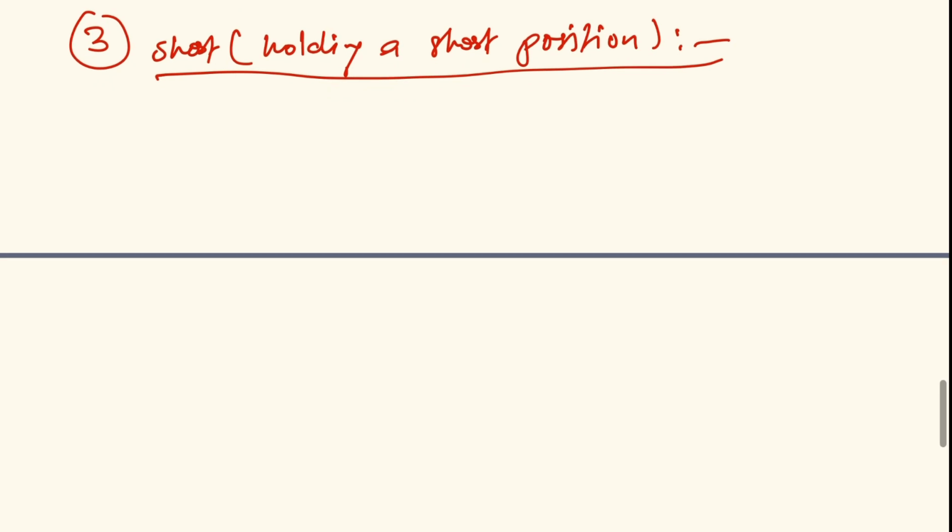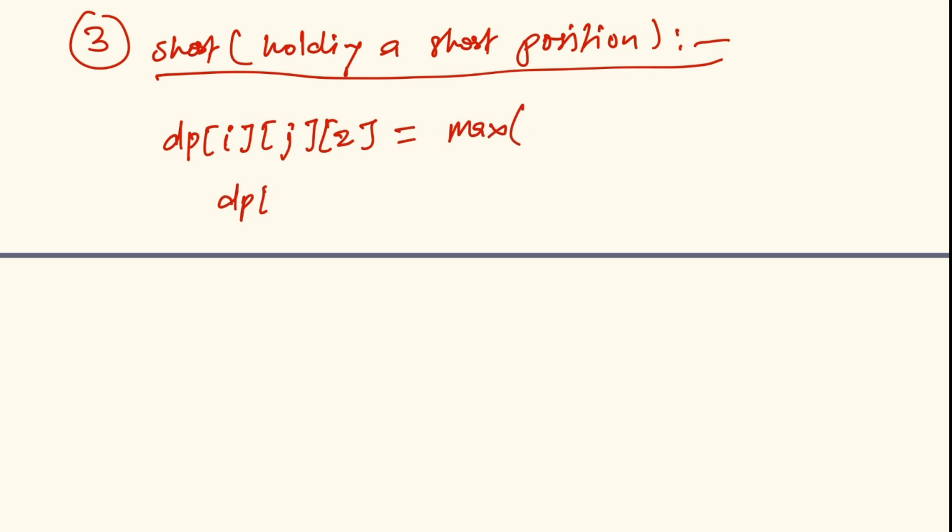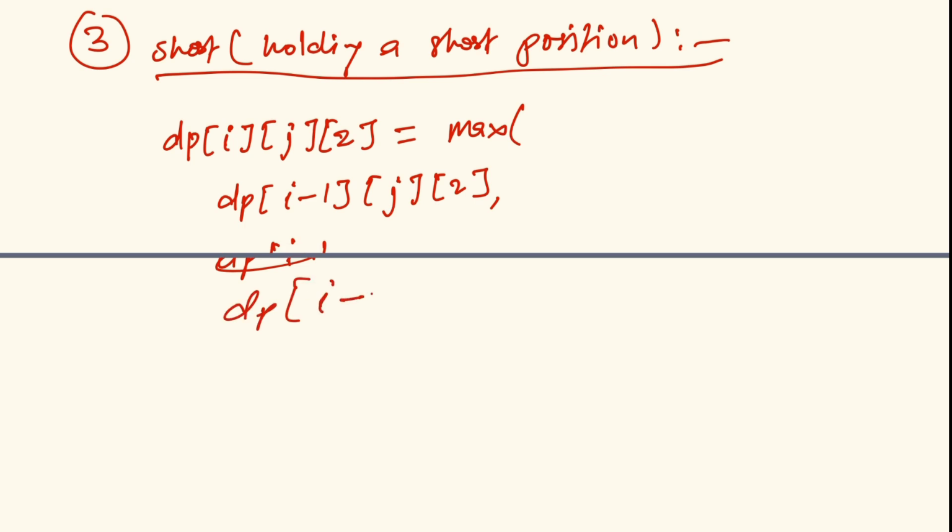So very first, there will be a dp at i, dp at j, and there will be some value. The value is nothing but 2, right? We have taken 0, 1 and 2. So here it will become the maximum between dp at i minus 1, j, 2, and another, dp at i minus 1, j minus 1, and 0, and the prices. I'll talk about it, don't worry.